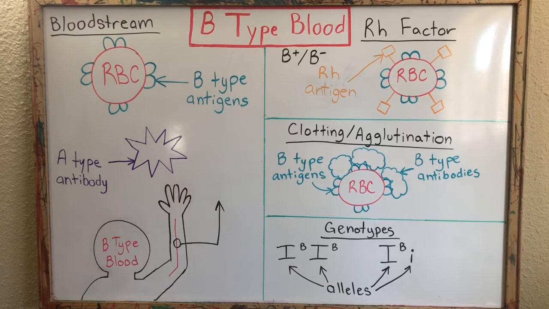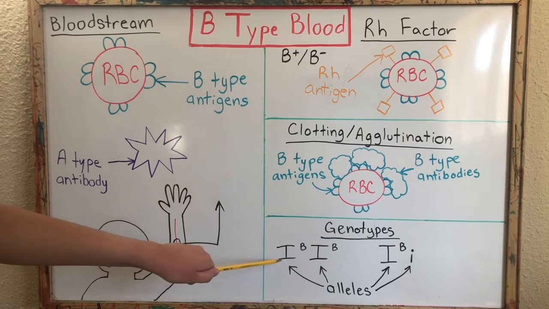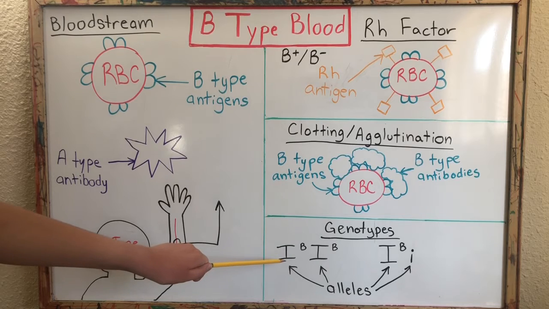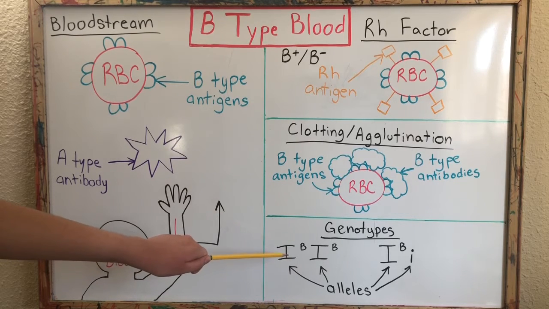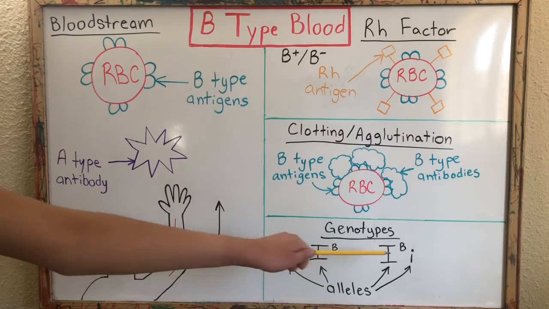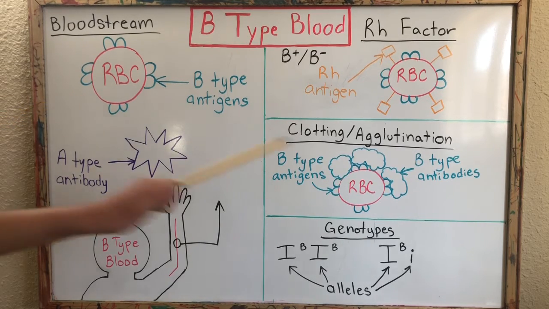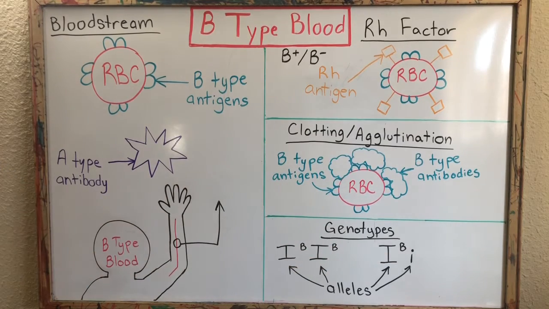These genotypes are made of alleles IB, which is dominant, and little i, which is recessive. These alleles are found on someone's chromosomes. These chromosomes and alleles were passed down from that person's parents. Allele IB is codominant to allele IA and dominant to the recessive allele little i. Allele IB codes for the production of red blood cells with B-type antigens on their surface, while the little i allele codes for the production of red blood cells with no antigens on their surface.